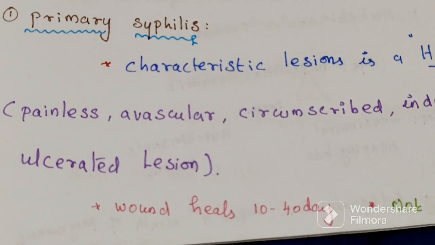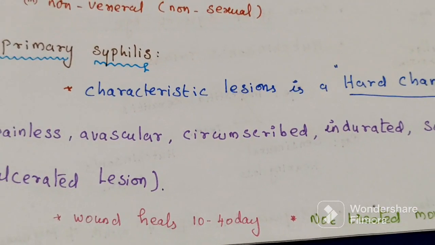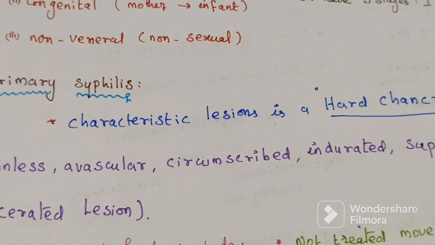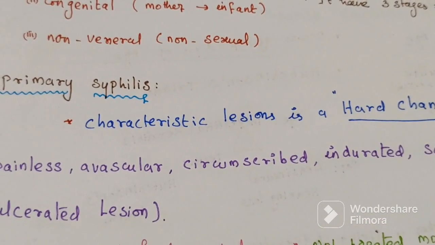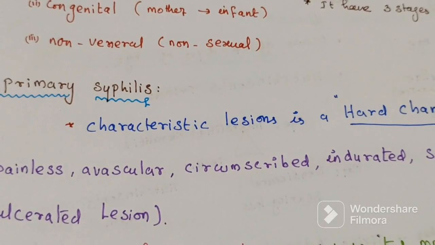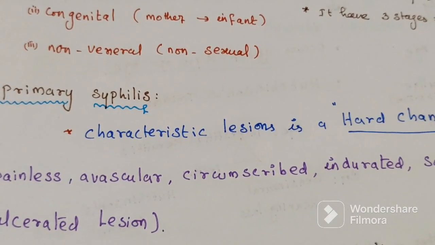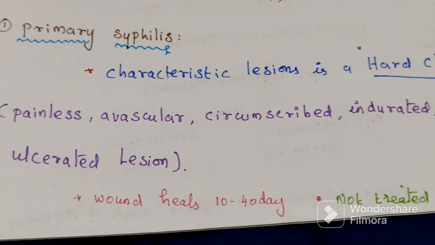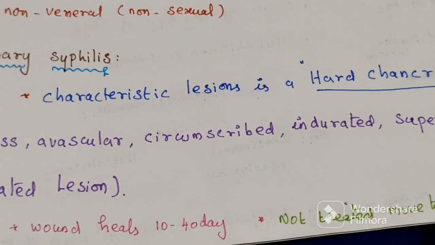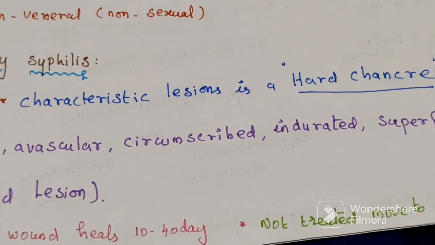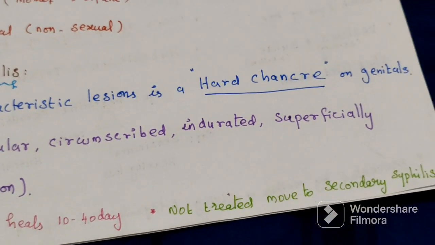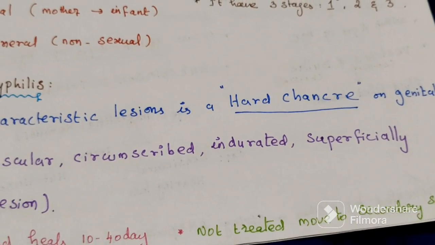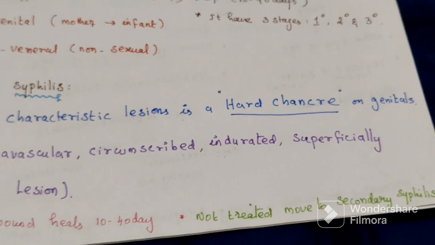This chancre is covered by a thick clear exudate, which is rich in spirochetes. At this stage the regional lymph nodes are swollen and non-tender, and the primary syphilis heals within 10 to 40 days. Even without treatment it heals, and if primary syphilis is not treated, it progresses to secondary syphilis.